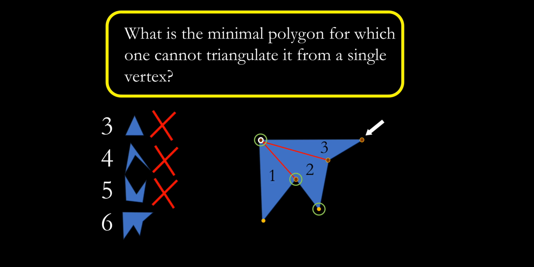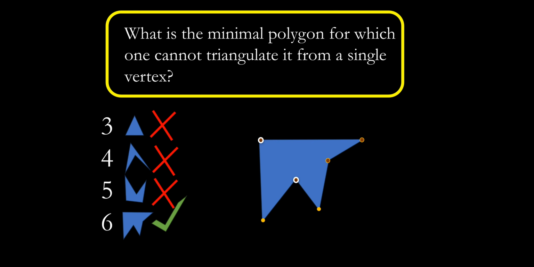I'll leave it to you to check that for the last one, you cannot draw a line to any vertex either. So it works. Therefore, we have shown that the non-convex hexagon is the minimal polygon that cannot be triangulated from a single vertex. However, we can still triangulate this non-convex hexagon with 2 vertices.